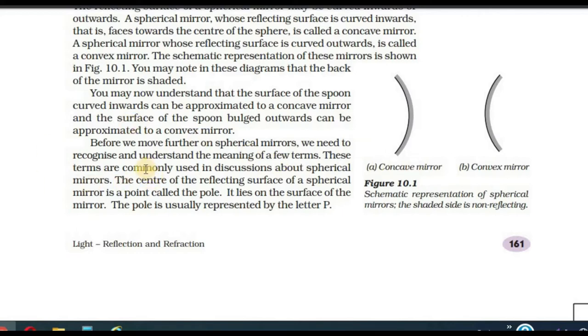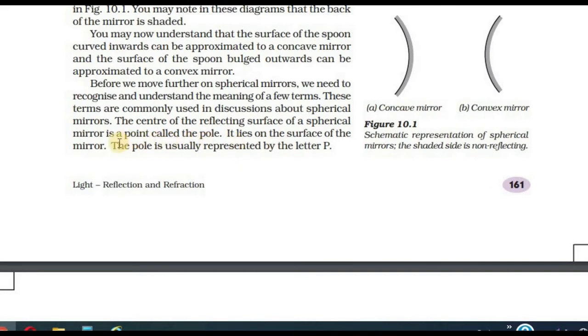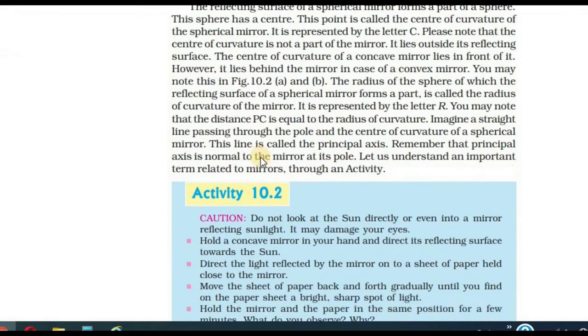We need to know certain terms regarding spherical mirrors in order to move on. Let's see. First one is the pole. The center of the reflecting surface of a spherical mirror is a point called the pole. It lies on the surface of the mirror. The pole is usually represented by the letter P.